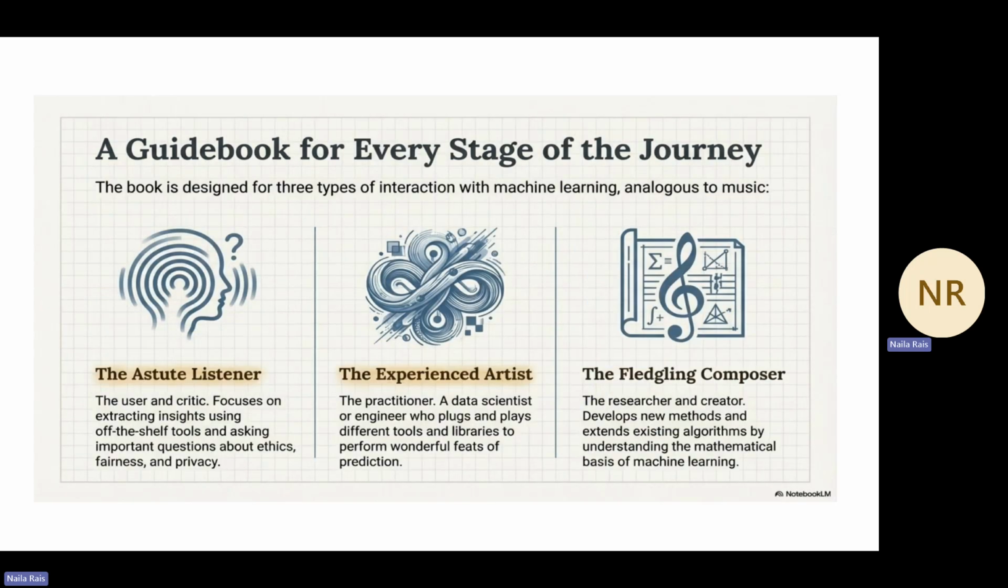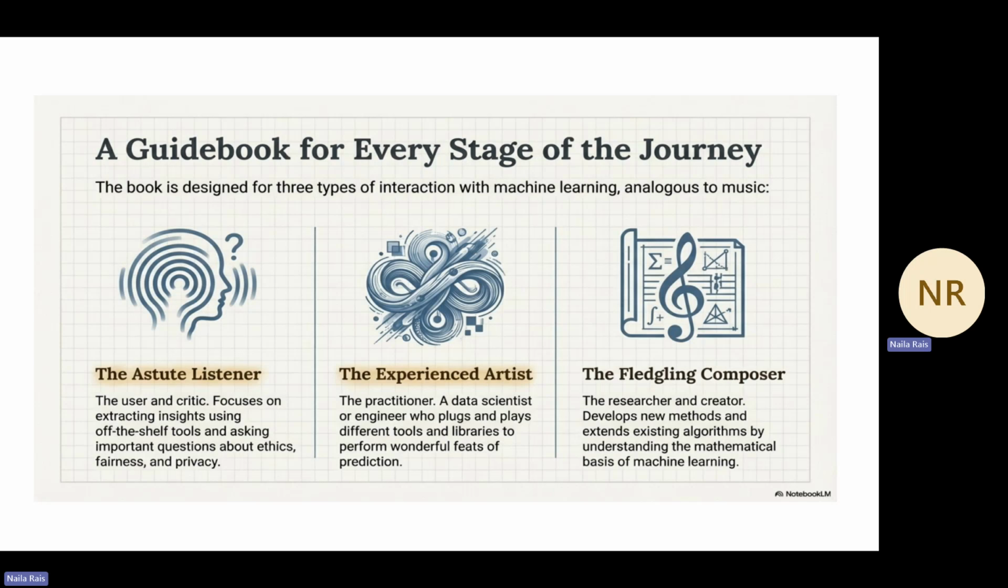So based on this, this is a guidebook for every stage of the journey. The book is designed for three types of interaction with machine learning, analogous to music. The astute listener is the user and the critic, focusing on extracting insights using off the shelf tools and asking important questions about ethics, fairness, privacy.